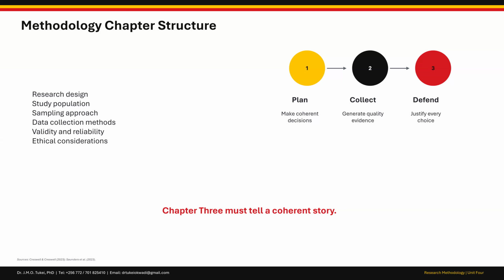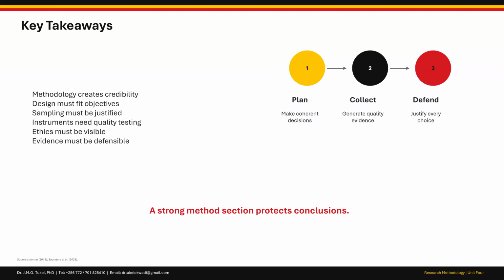It should read like a coherent plan for the specific study. For instance, if objective 1 measures remuneration, objective 2 measures motivation, and objective 3 measures performance, the instrument and analysis plan must clearly cover all three. Colleagues, this is key and very important. So chapter 3 must tell a coherent story.